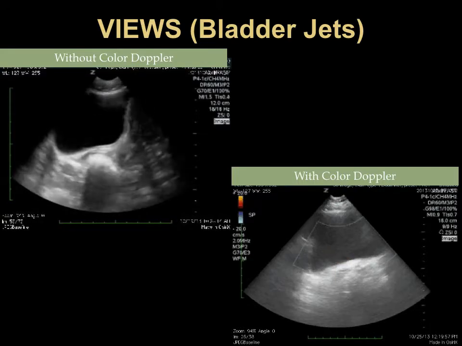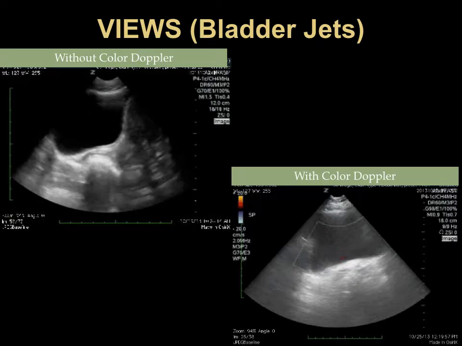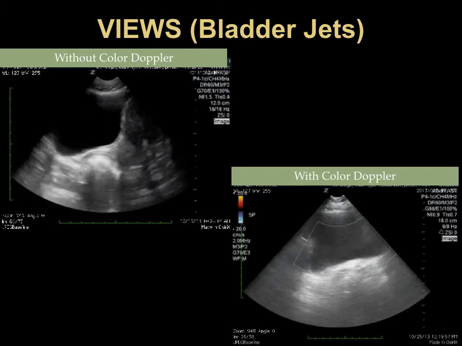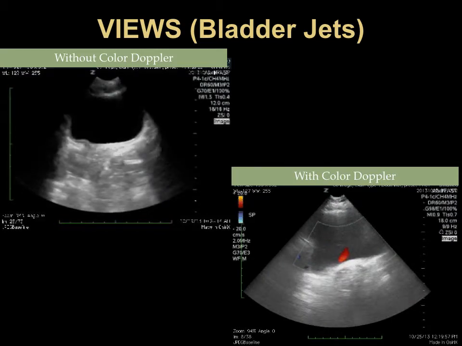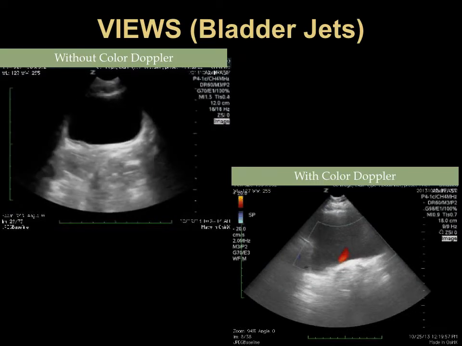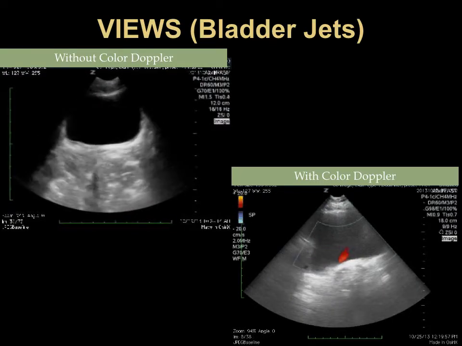The transverse view of the bladder is perhaps the best view to evaluate for ureteral jets. While sometimes seen without Doppler, it is typically easier to turn on color flow to look for the burst of movement shooting across from the deep side of the bladder wall. Keep in mind the presence of jets does not rule out a partial ureteral obstruction.